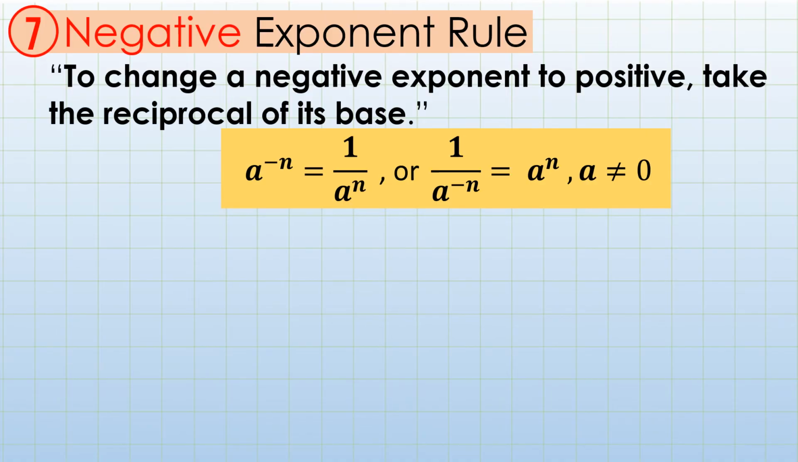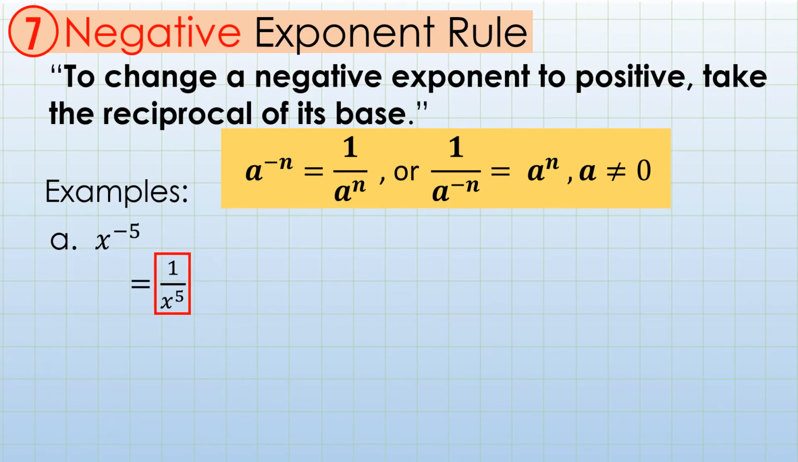So, para mas maintindihan natin, let's have examples. What is x raised to negative 5? Answer, anong reciprocal ng x? 1 over x. Tapos, yung negative 5, magiging 5 na lang. Ayan ang final answer. Nawala na yung exponent na negative.